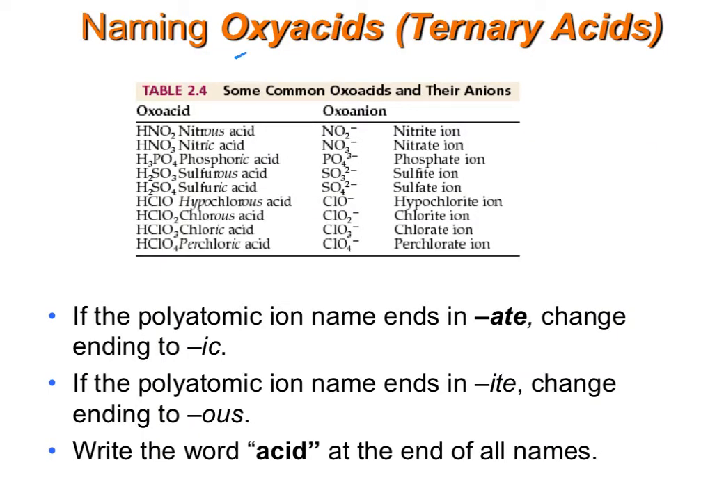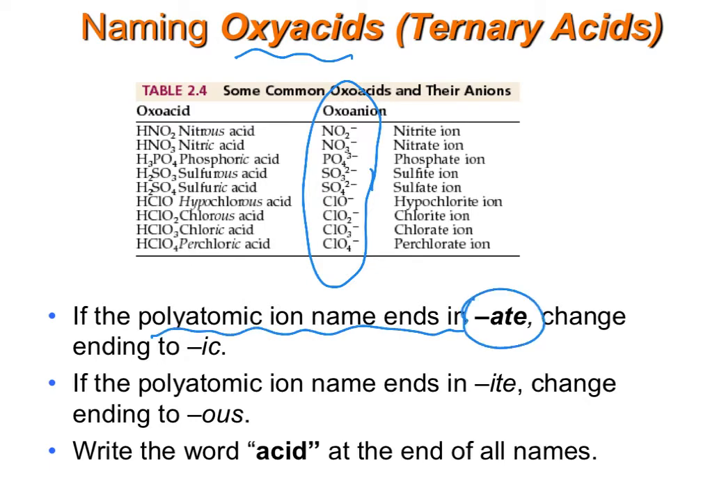Ternary, also called oxyacids, are trickier to name. It is another time when you need to have polyatomic ions memorized. So not only to name ionic compounds, but also to name acids. And the rule for ternary naming, they all have a polyatomic in them, is that if the polyatomic name ends in ate, so that might be sulfate, nitrate, phosphate, any of those that end in ate, the acid version name of it will end in ic.